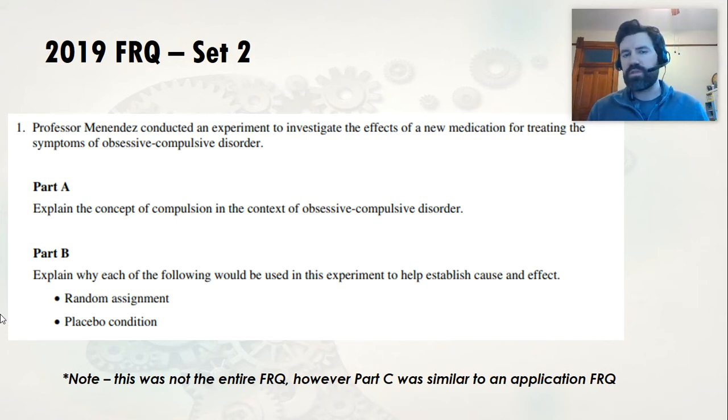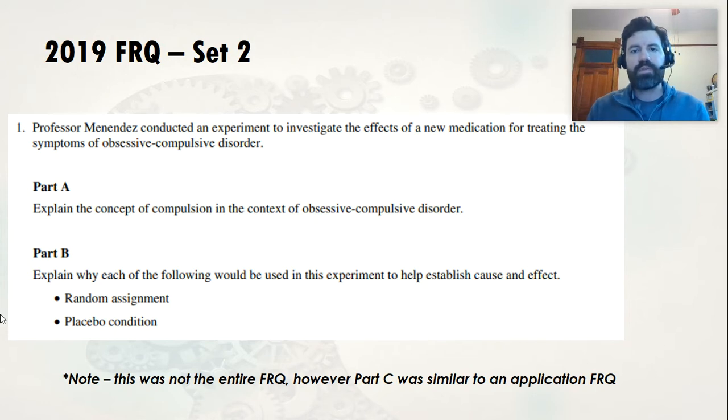And remember, compulsion is just repetitive actions. The obsession is repetitive thought. Compulsion is repetitive action. So we're not going to spend much time on Part A. I want you to look specifically at Part B. Explain why each of the following would be used in this experiment to help establish cause and effect.